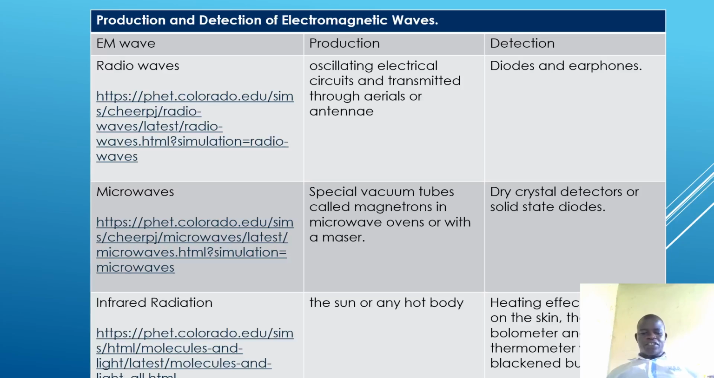Infrared radiation: the source is the sun or any hot body. It is detected by the skin through the heating effect. Other detectors include the thermopile, the bolometer, and a thermometer with a blackened bulb.